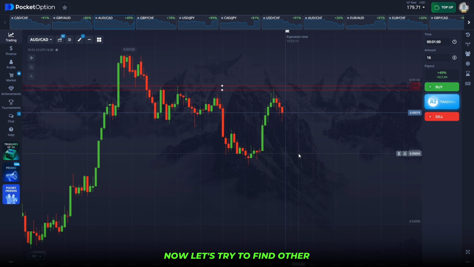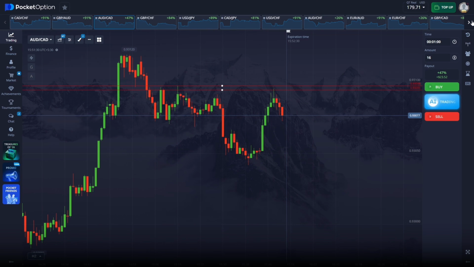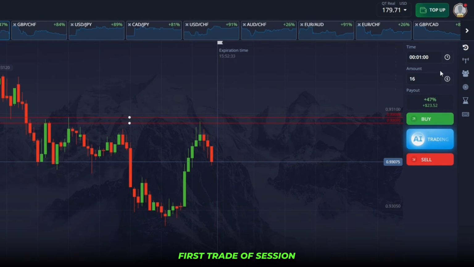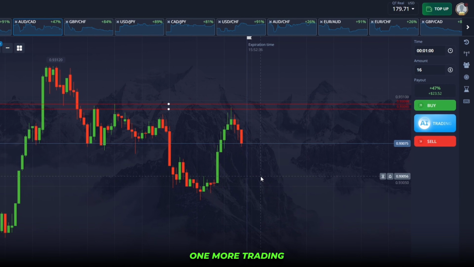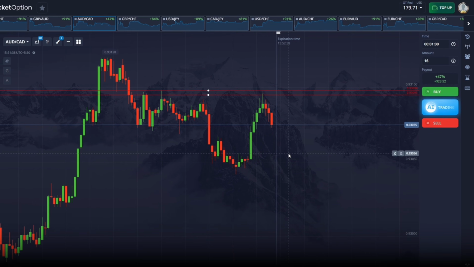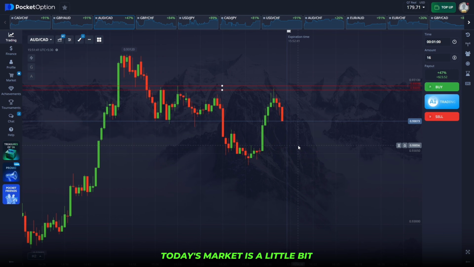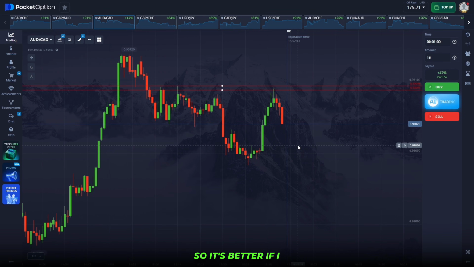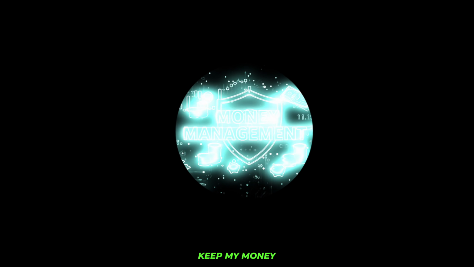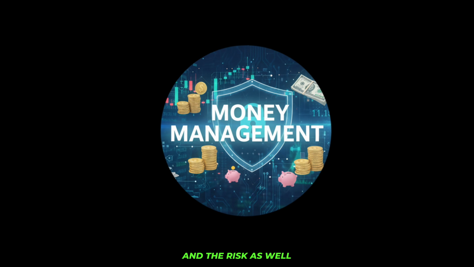Now let's try to find another trading setup. I have waited for so long because today the price action is completely different. I have analyzed around 10 charts and I've been analyzing for the last 90-100 minutes, but I can't find any proper opportunities except this one. So we have taken the first trade of today's session. Let's try to find one more trading opportunity and then we will end this session, because I think today's market is a little bit dangerous. So it's better if I keep my money management and risk in control.